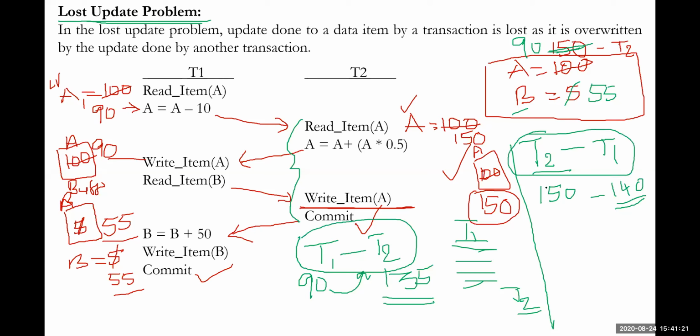Now, coming to the next one, inconsistent retrieval. In which scenario does it occur? We have already learned about aggregate functions: sum, count, minimum, maximum, and so on. Here one transaction computes a cumulative sum, and the second transaction does an update on the same items. Let me explain.